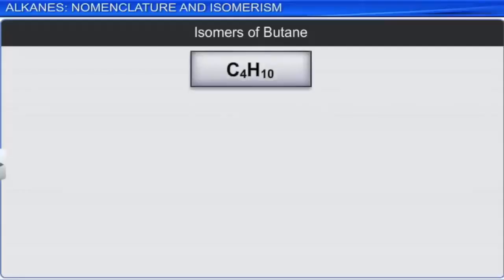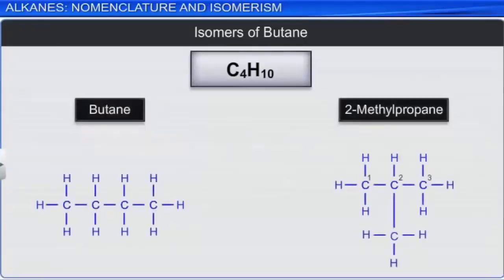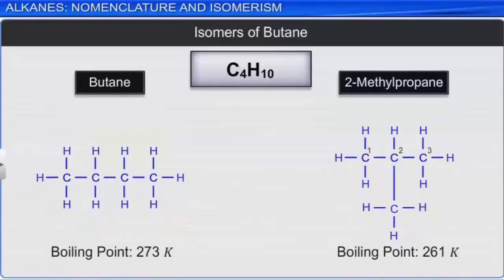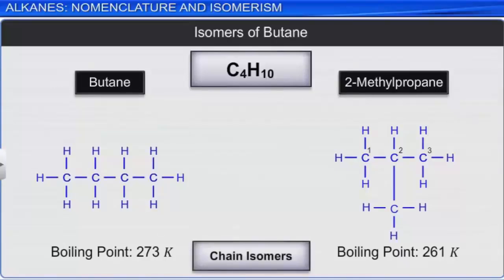For example, in butane, we get 2 possible structures, one as a continuous chain and the other branched. Although the chemical formula for all these structures is the same, their properties differ due to the differences in their carbon chain structure. Such compounds are called chain isomers.